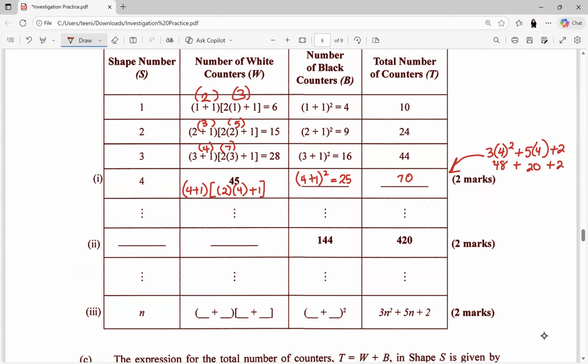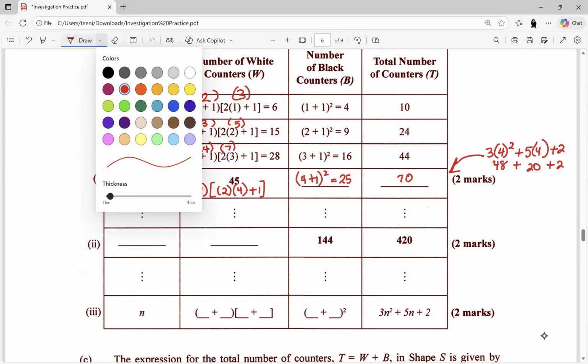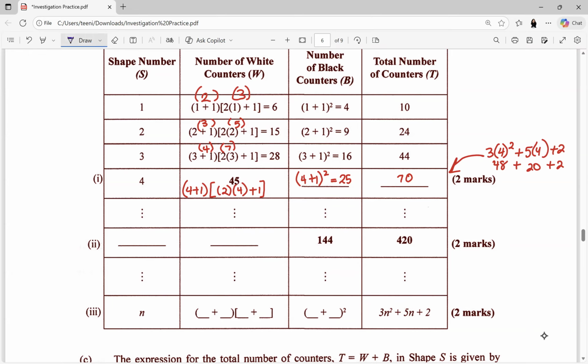All right. And now we need to figure out the shape number when the number of black counters is 144. Easiest way to do it would be to use this rule. The shape number plus 1 all to be squared is equal to 144. So let's fill out the rule first of all. Always easy to fill out the rule first because that gives you the equation, right? So for the white counters, it was n plus 1, multiply by 2 times n plus 1.